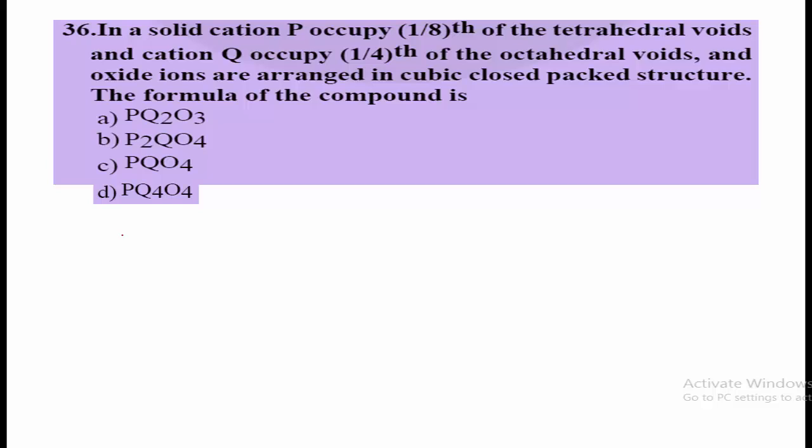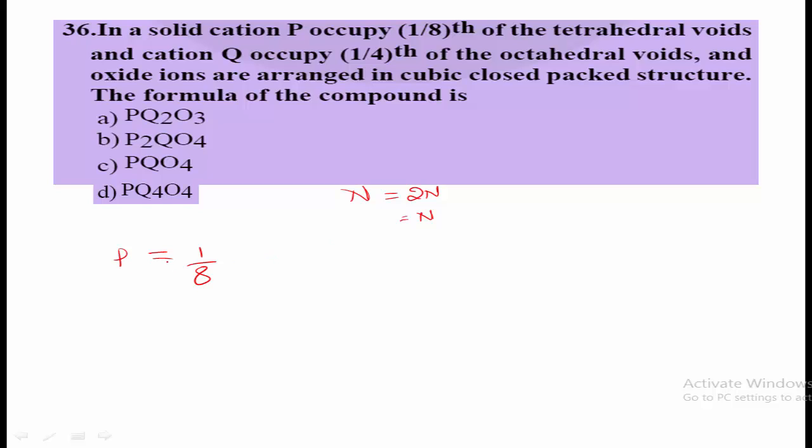36th. In a solid compound, cation P occupies 1/8 of the tetrahedral voids and cation Q occupies 1/4 of the octahedral voids, and oxide ions are arranged in a cubic close packed structure. The formula of the compound is, just write down, P will occupy 1/8 of tetrahedral voids. As you know, if the number of particles is n, then the number of tetrahedral voids formed will be 2n, and the number of octahedral voids formed will be n.